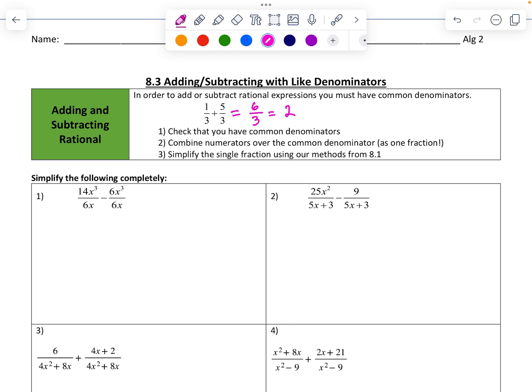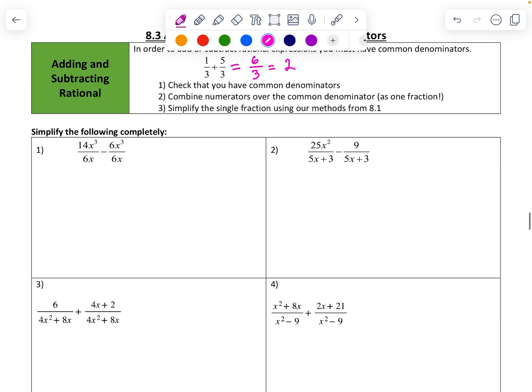So when we are doing this with rational expressions, we're going to check for common denominators. If we don't have them, we're going to create common denominators. We're going to combine the numerators over the common denominators as one fraction, and then we're going to try to simplify using our techniques from 8.1. So let's try this out.